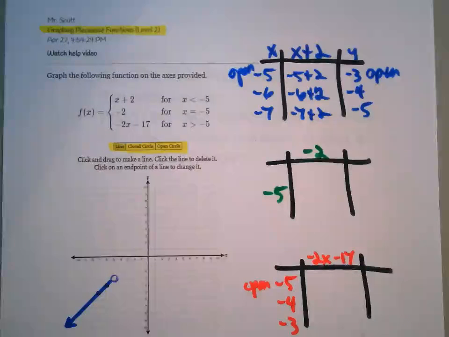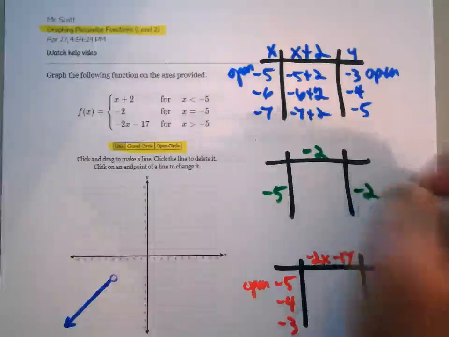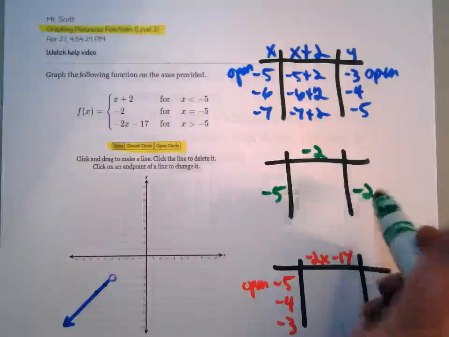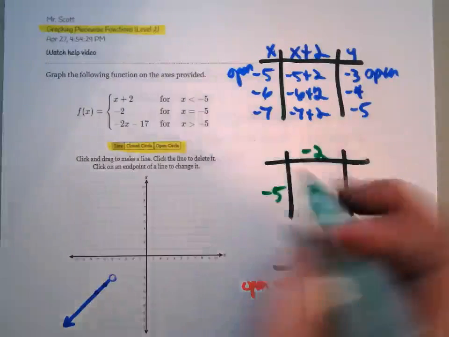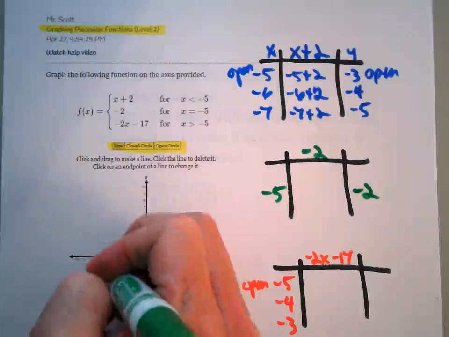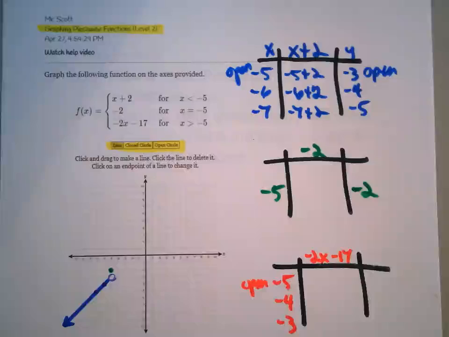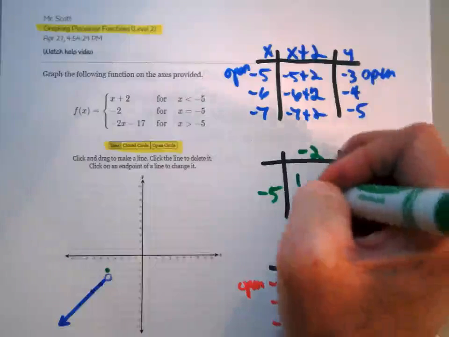So that's the first part. The green part is only a point. It's just going to be this point. Since you can't plug negative 5 into negative 2, you just get negative 2. So this becomes an ordered pair, negative 5, negative 2, just above that open circle. So it's just a dot. That's it. One dot.